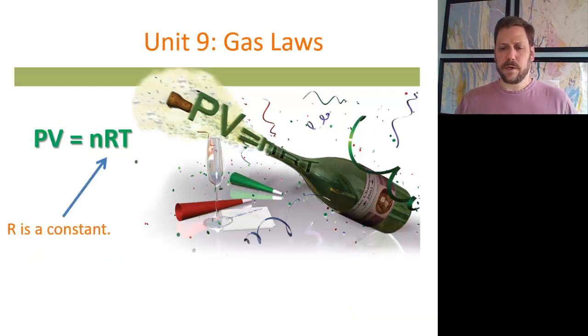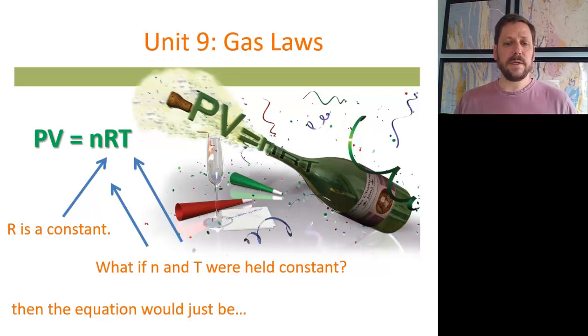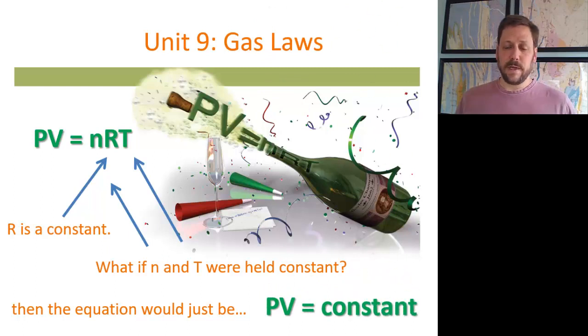Again, R is a constant. If n and T are held constant, you'll notice this entire equation simplifies into PV is a constant. Now, a constant in a mathematical formula in science is often denoted with the letter k. The ideal gas law constant R is a special one, but usually if we want to pick a letter to denote a generic constant, we're going to use a lowercase letter k. So you may write Boyle's law as just PV equals k.